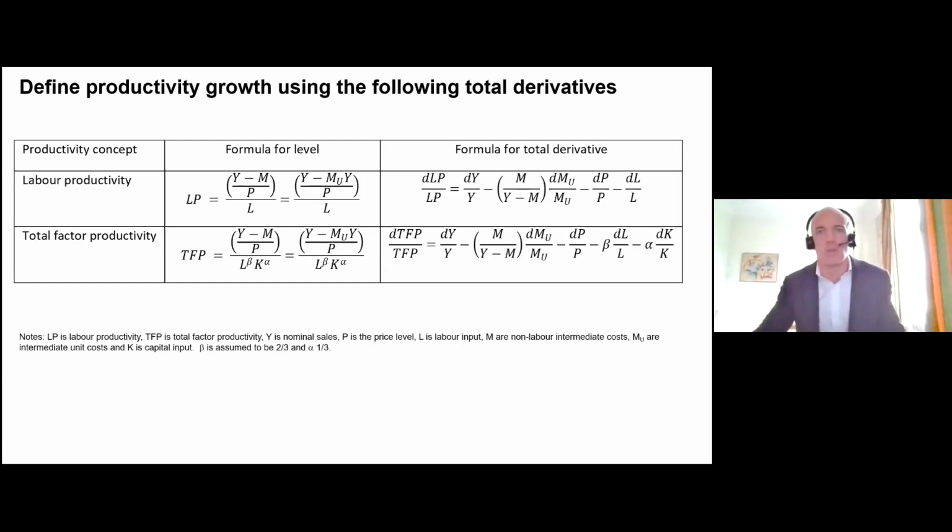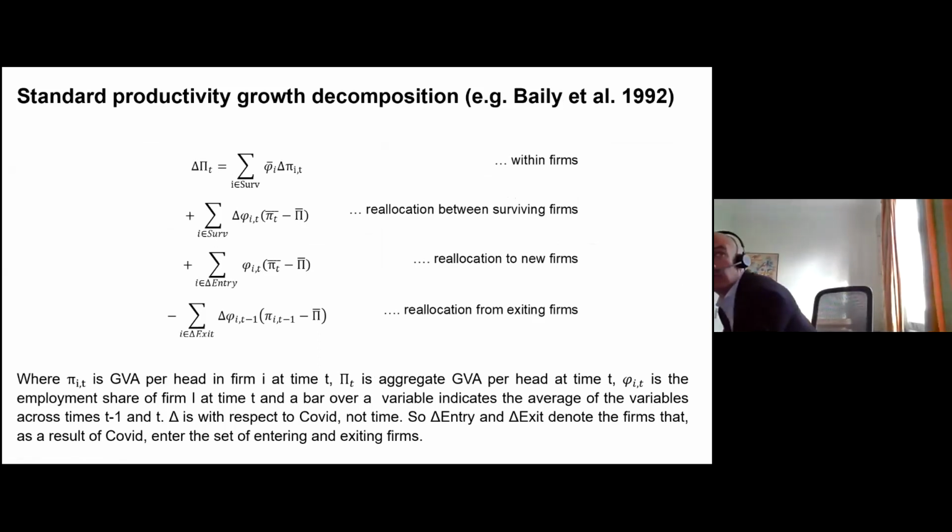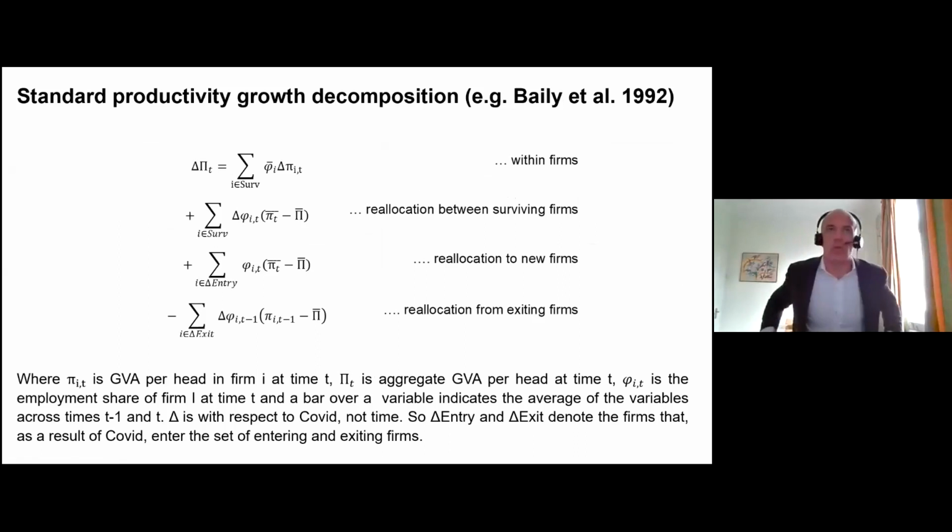Okay, so then what I need to do is go from this firm level information to an economy-wide estimate. How am I going to do that? I'm going to use a fairly standard productivity growth decomposition.